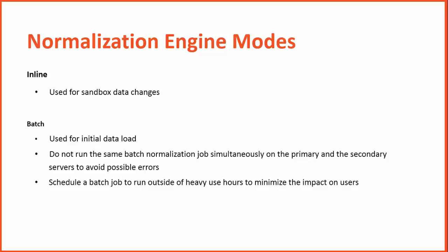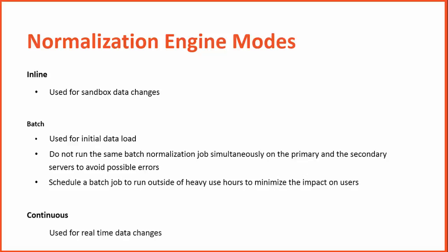When you create a batch job, it gets created in the database. In the server group environment, the database is common, thereby creating the same job in primary as well as the secondary server. Best practice recommends that you should never run both the jobs in parallel as it might lead to data errors during normalization. Also, batch job is a heavy operation. Hence, it should not be run during heavy operational hours as it might impact the users and their functions.